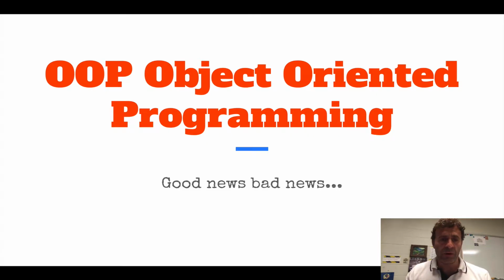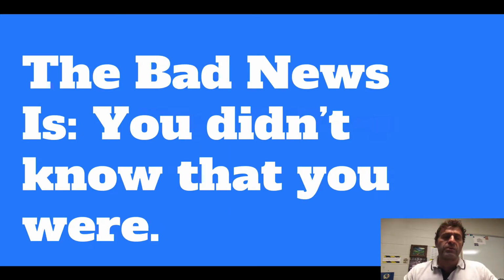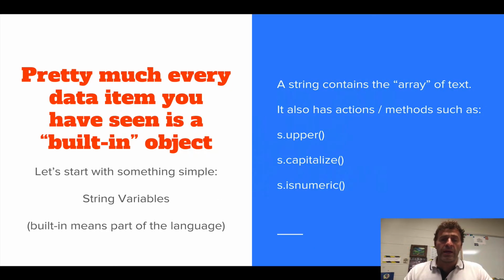So today we're going to talk about object-oriented programming. Good news, bad news. Good news is you already know it. Bad news is you didn't know that you knew it. So hopefully we'll teach you what you can put to work. You have to understand what an object is first to understand object-oriented programming. And an object is a self-contained data structure that has values and actions. Okay, values and actions. And we kind of looked at this in the last episode.